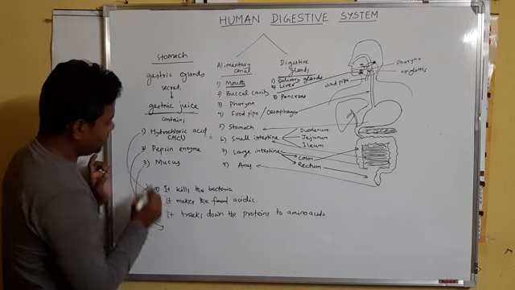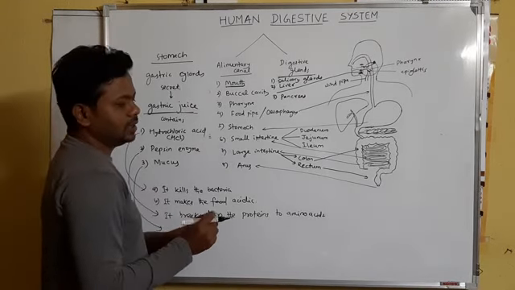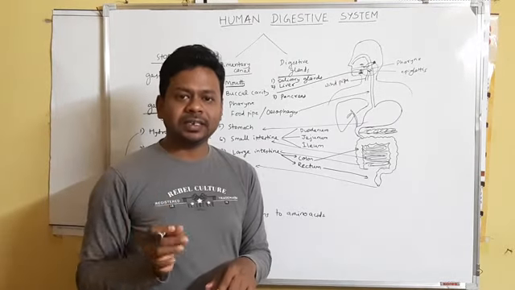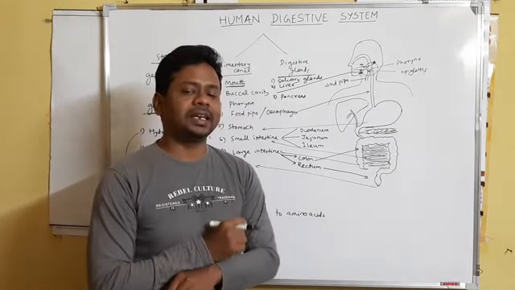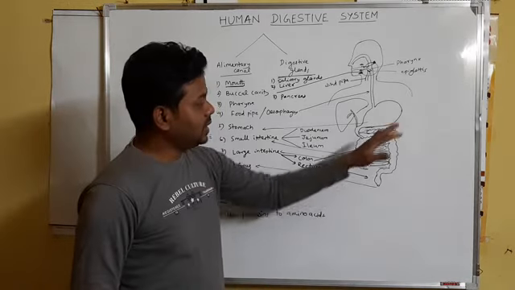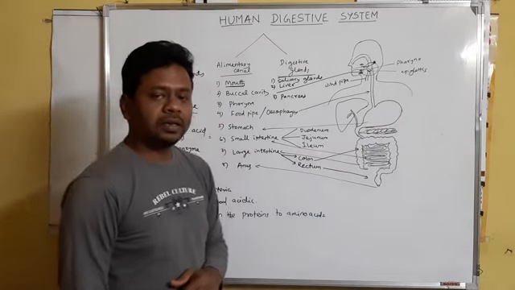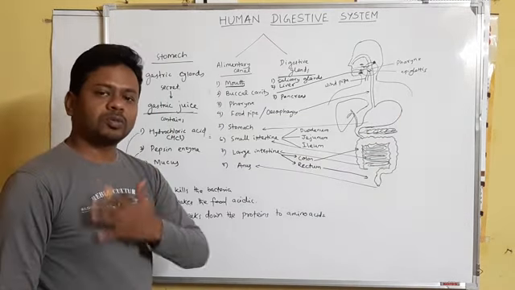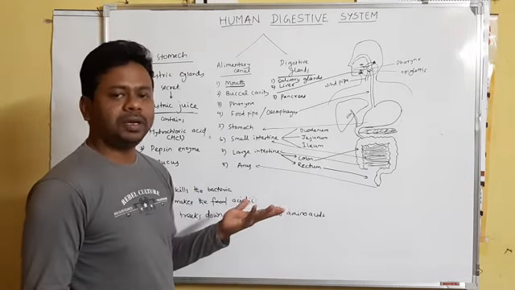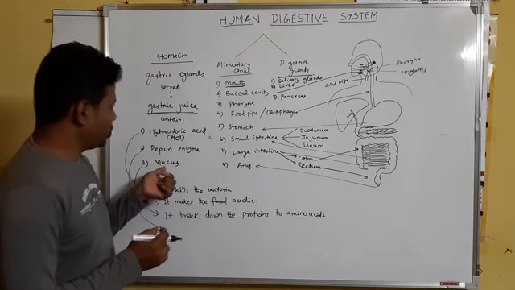Then what does the mucus do? Actually, you know that acid is very dangerous. When acid falls on your skin, what happens? It burns. So you think, if HCl acid is present in our stomach, then what will happen? Our stomach wall will burn out, but still we are surviving. So how does it happen? It is due to this mucus.